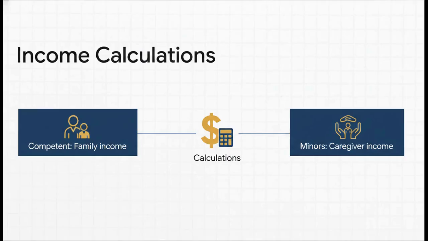But how exactly do they determine that income eligibility? Well, for financially competent adult beneficiaries, calculations are based on the beneficiary's own family income. But for minor beneficiaries or financially incompetent adults, calculations are based on the income of the primary caregiver. And to be clear, the primary caregiver is the person receiving the Canada Child Benefit for the child. That means only one parent can be considered the primary caregiver for RDSP calculations at a given time.